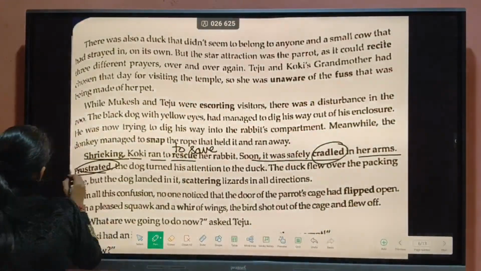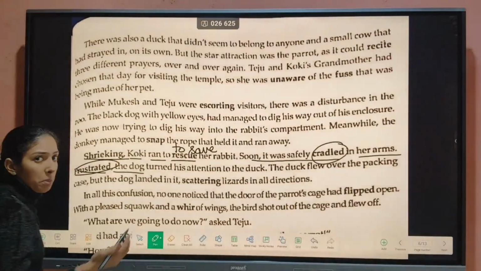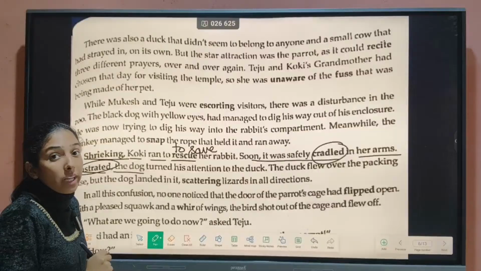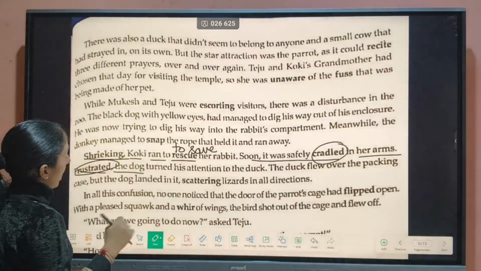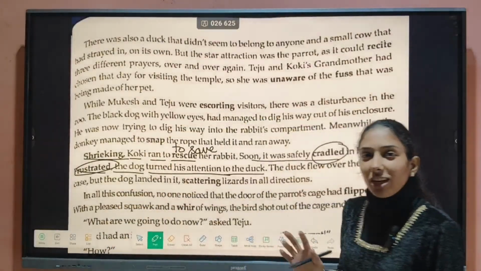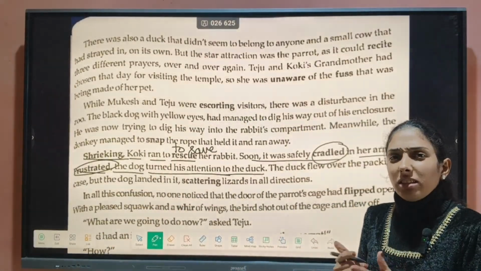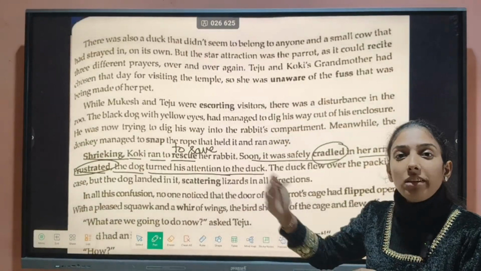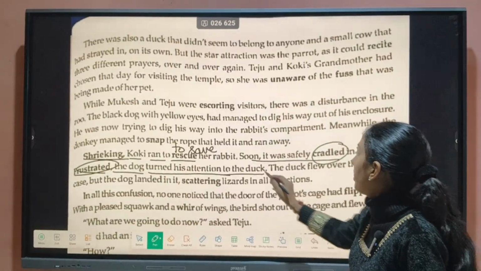Frustrated means disappointed. The dog was disappointed that he wanted to eat the rabbit and now he will not get it. So he was frustrated, he was angry, and turned his attention to the duck. Now the dog is thinking, leave it, the rabbit has gone, I'll not be able to eat it, but there is a duck. Now he is running after the duck.